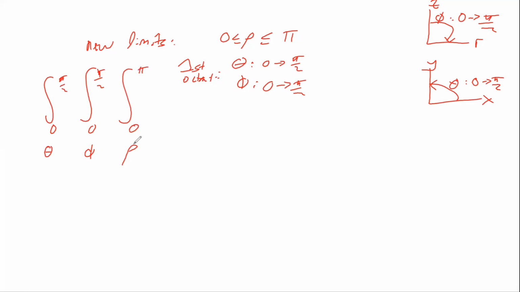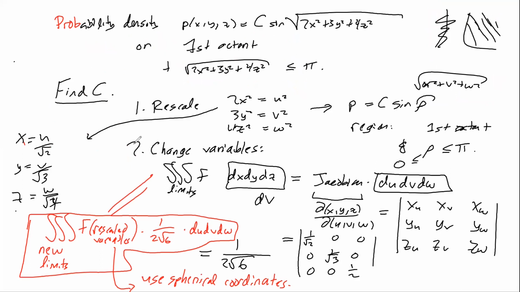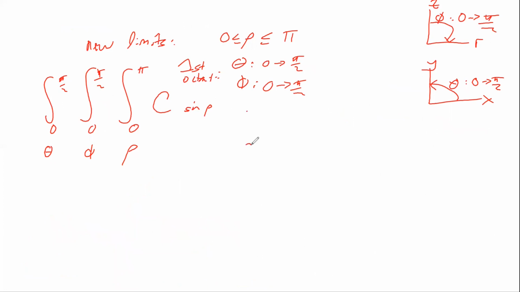And so our f is just p, so it'll just look like C sine rho. And finally, our dV times our Jacobian, 1 over 2 root 6, this will look like rho squared sine phi d rho d phi d theta. And then you have that 1 over 2 root 6.